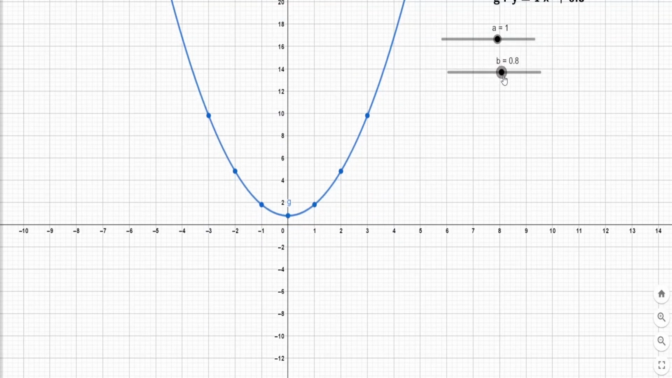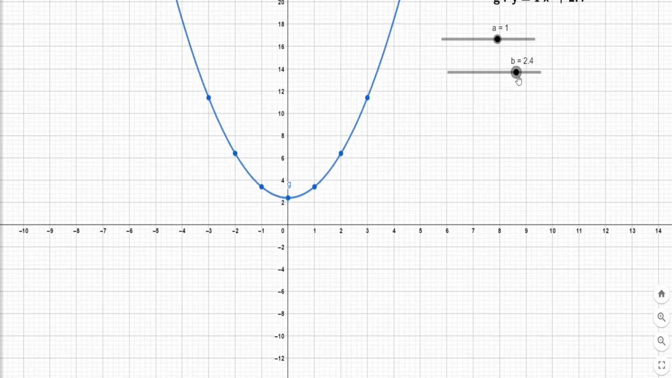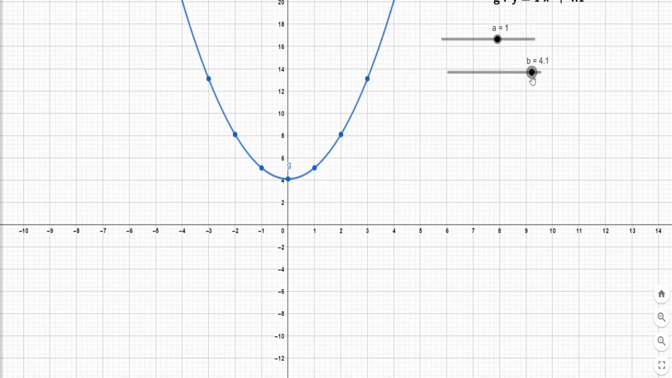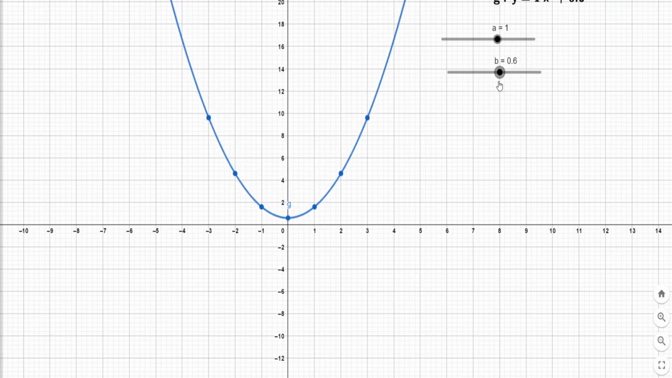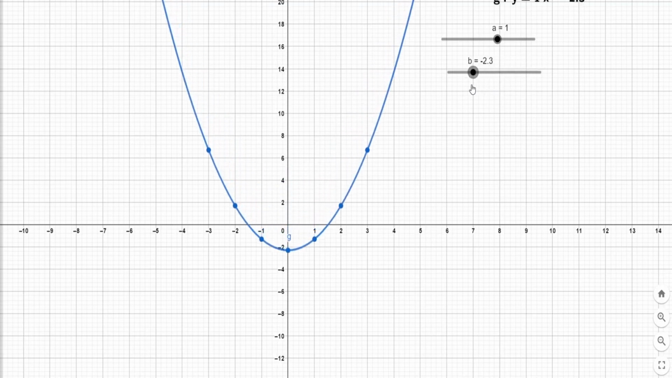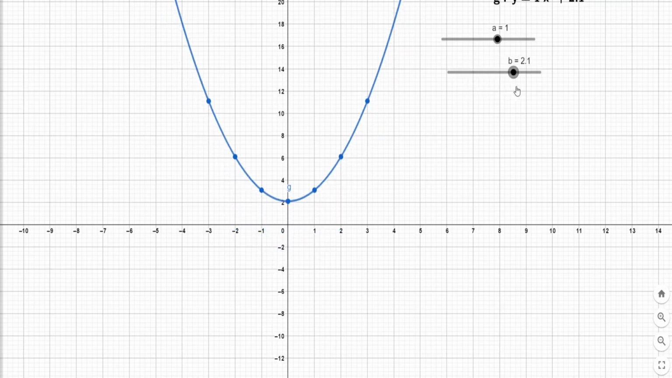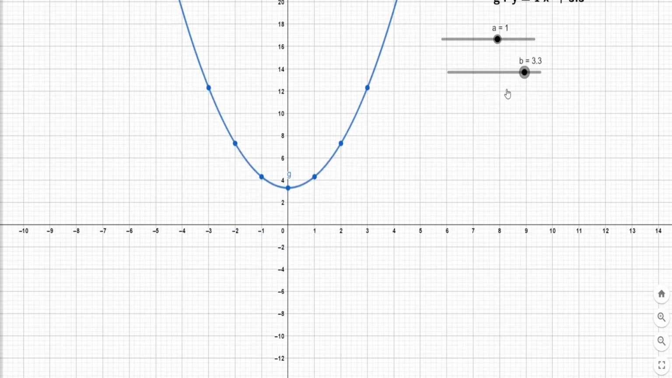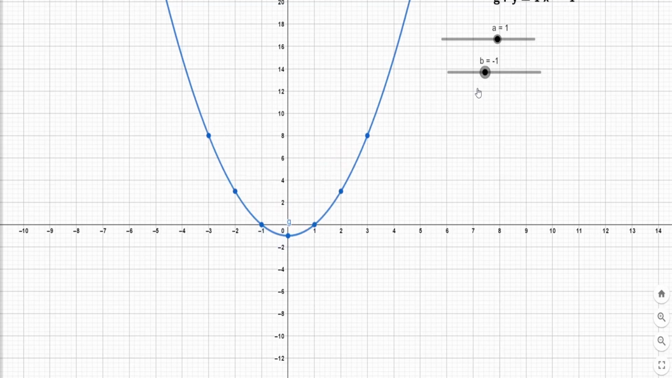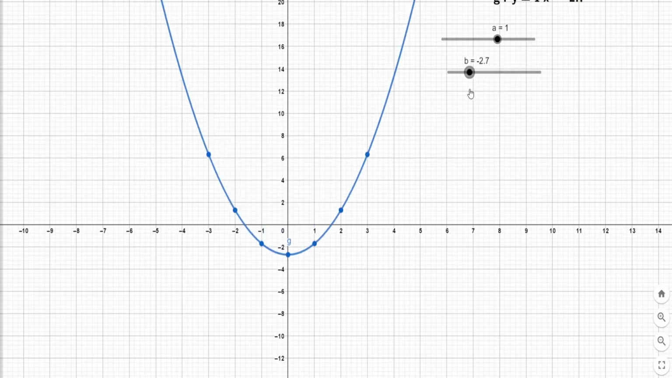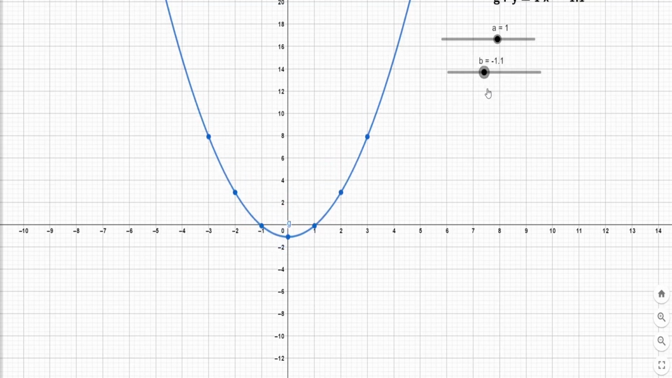So we're going to make c, which in this case is b, positive 1. So you can see the graph is shifting upwards. So when it's 4, your y-intercept will be 4. And then when it's negative, it shifts downwards. So you can see that c has nothing to do with a and b. It only shifts the graph vertically, upwards or downwards.